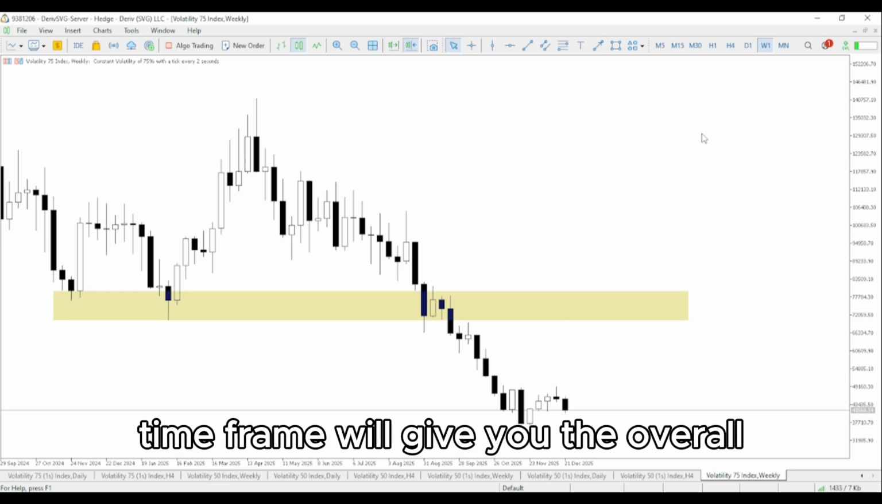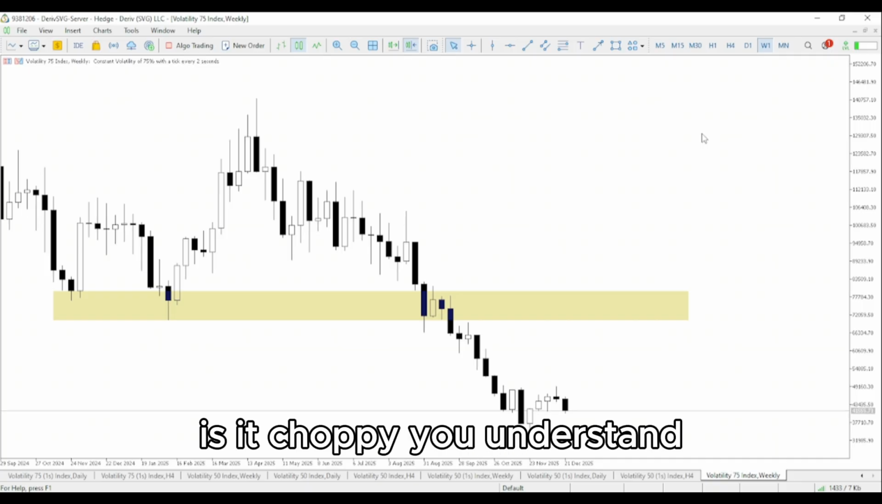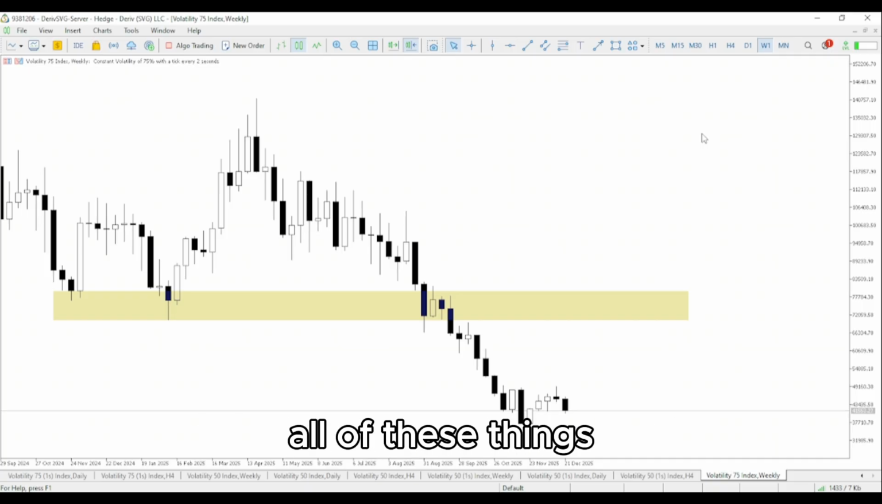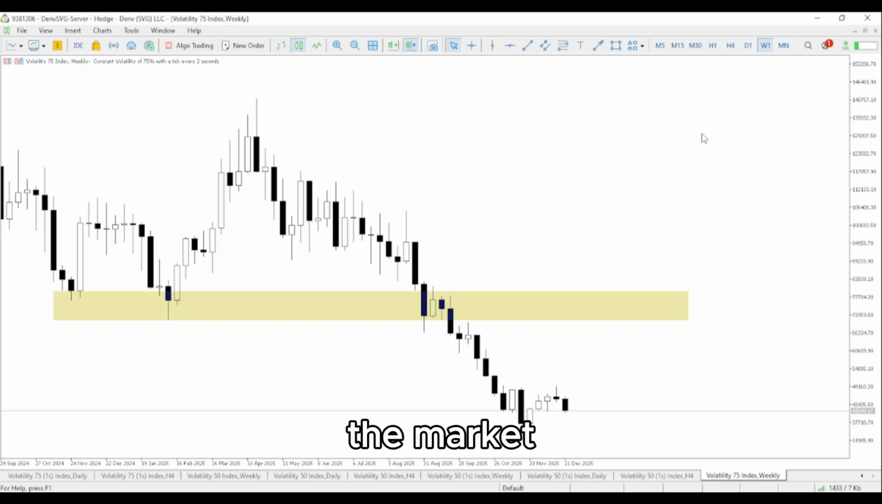because the weekly time frame will give you the overall direction of the market and the basic structure of what the market is doing. Is it ranging? Is it trending? Is it on a side trend? Is it choppy? You understand? You have to know all of these things through the weekly time frame. You understand? So the next thing we'll talk about here is the market structure.